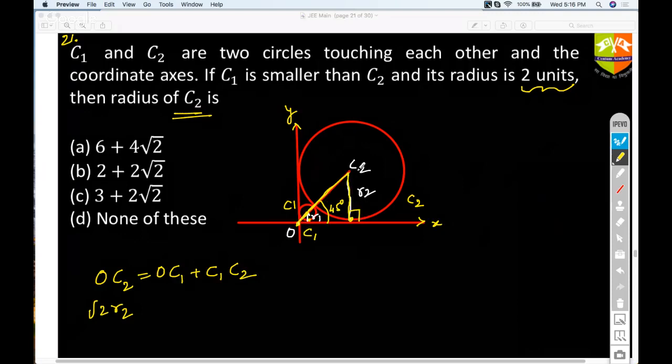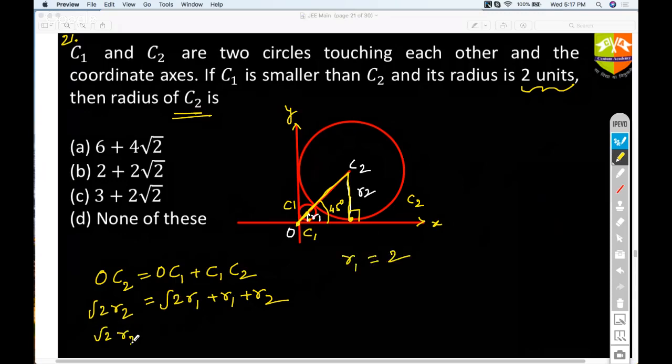So this distance OC2 is going to be root 2 times R2. OC1 is again going to be root 2 times R1, correct? And this is going to be R1 plus R2. C1C2 is going to be R1 plus R2. Now what is given to you is R1 is 2 units.